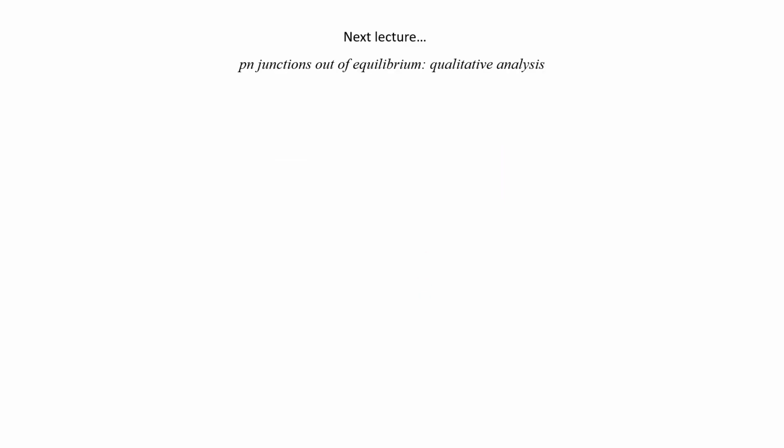So in the next lecture, we're going to use these concepts to begin our analysis of p-n junctions out of equilibrium, and of course our main interest is to study what happens to the p-n junction when it is taken out of equilibrium by connecting it to a circuit. And that's what we're going to analyze in the next lecture. And as always, we're going to begin with a qualitative analysis.